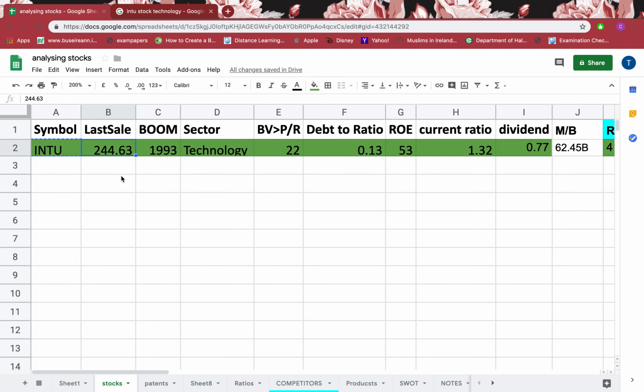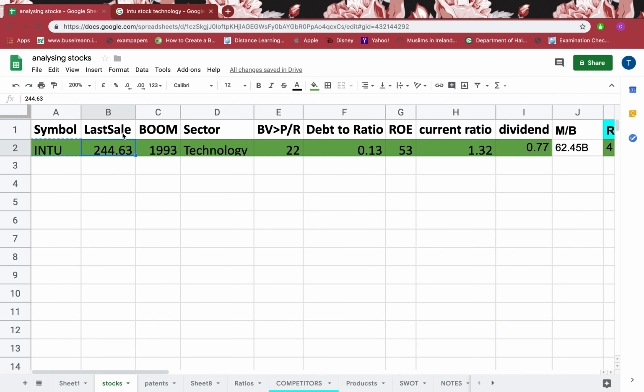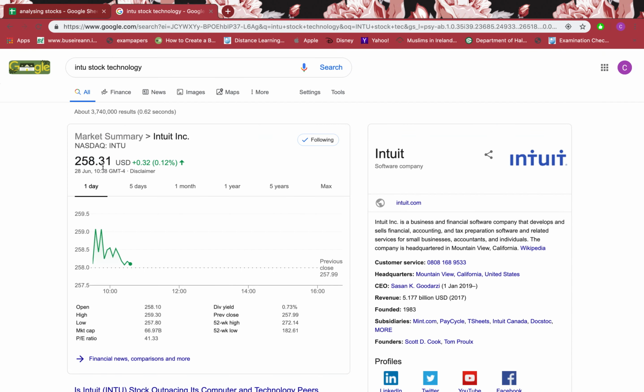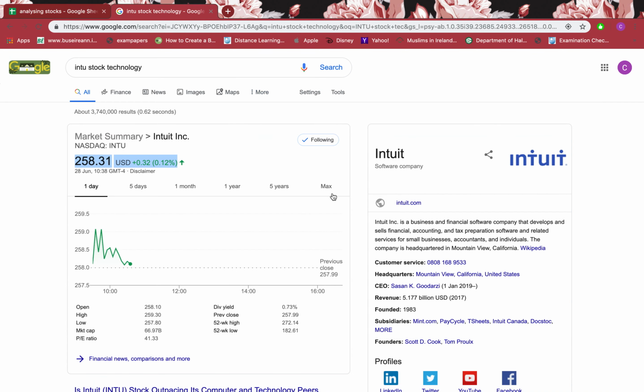So I've done that, and let's start with the stock. It's currently 258.31 USD. Okay, 258.31. That's if you want to buy the stock right now. For one stock you have to pay 258.31 USD, and then the year it was founded.